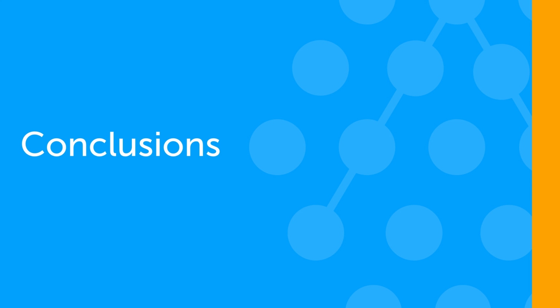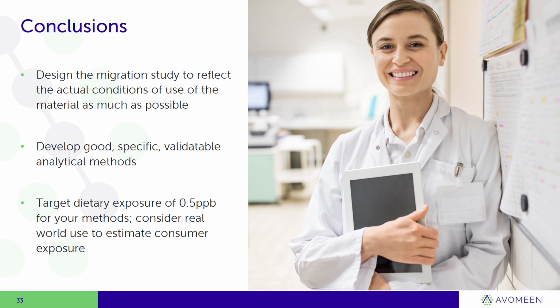So in conclusion, when you're developing a migration study, you should design the migration study to reflect the actual conditions of use of the material as much as possible. Now, the guidances are guidances, but they don't anticipate every potential use of the product, and you are permitted to consider your reasonable potential use of the product and default to or work with the most severe conditions of actual reasonable use.